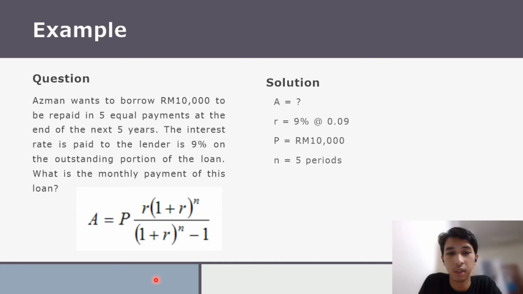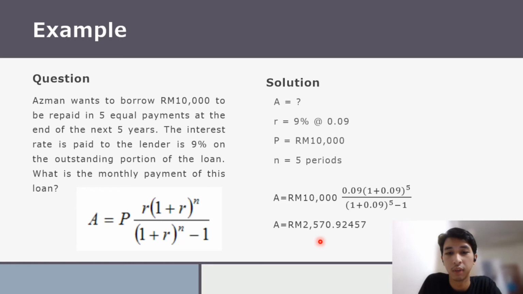So we will use this formula to find the monthly payment, which is A equals 10,000 times 0.09 times in bracket 1 plus 0.09 power of 5 divided by 1 plus 0.09 power of 5 minus 1. So the answer that we will get for the monthly payment is 2,570.92457, or in Ringgit Malaysia, 2,570 ringgit 92 cents.